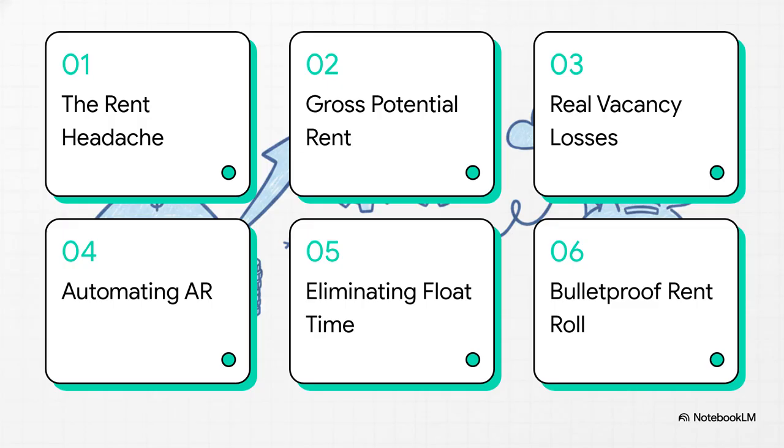Here's our roadmap for today. We'll start with 1. The rent collection headache, 2. Gross potential rent explained, and 3. Calculating real vacancy losses. Then we'll pivot to the solutions with 4. Automating accounts receivable, 5. Eliminating the float time, and finally 6. Bulletproofing your rent roll.